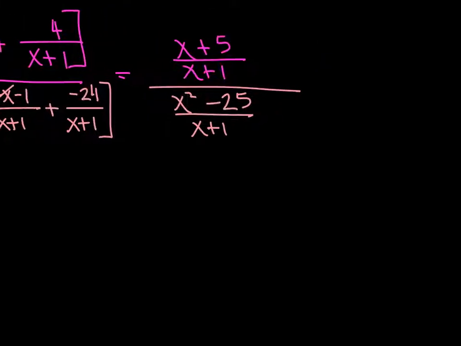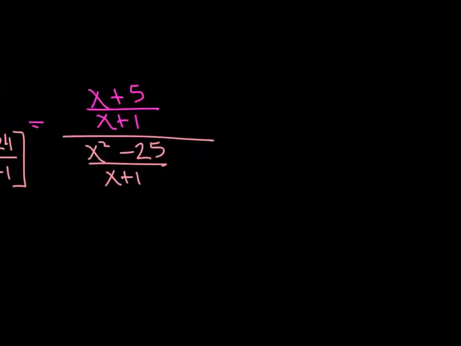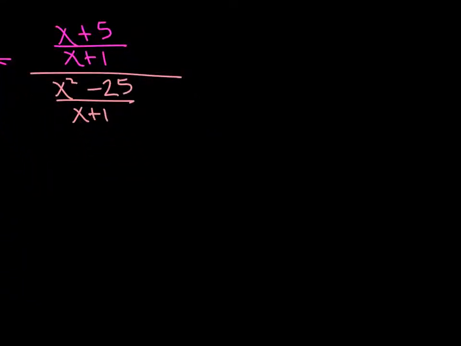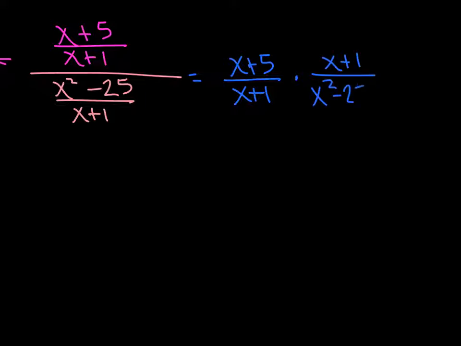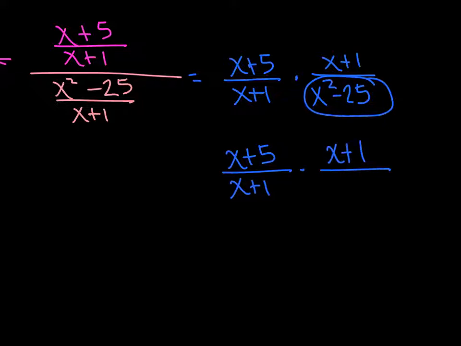Let's see, big move coming up here. Let's do a little keep change flip. Whoops, hang on screen. So we'll keep x plus 5 over x plus 1. Change to multiplication, flip the bottom one. And we got x squared minus 25. Let's recognize the need to factor that one. So we got x plus 5 over x plus 1 times x plus 1 over the difference of two perfect squares.